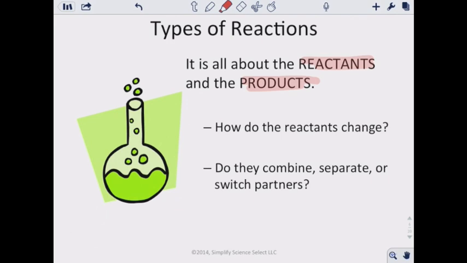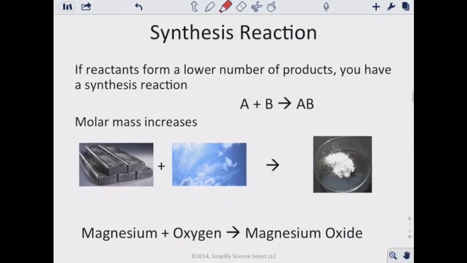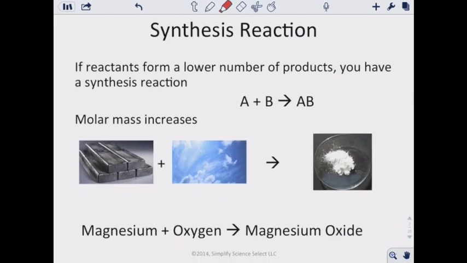We have to really look at the reactants and products and what's actually happening. In a synthesis reaction, if the reactants form a lower number of products, you have a synthesis reaction. If we're going from 2 things into 1 thing, then normally we're going to have a synthesis reaction. If you have multiple reactants and then only 1 product, that's a synthesis reaction. You can also call this a combination reaction.